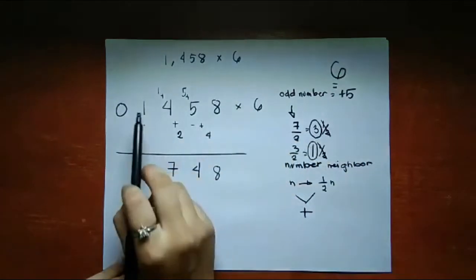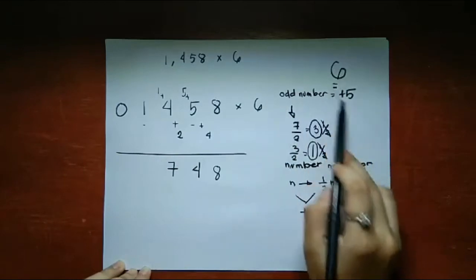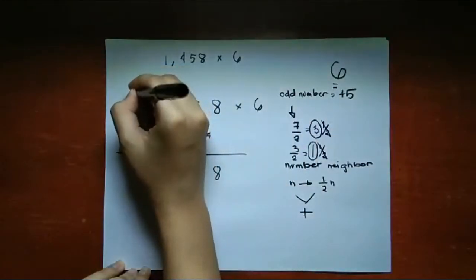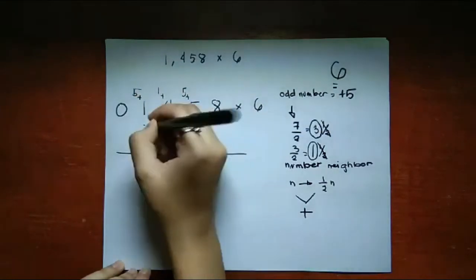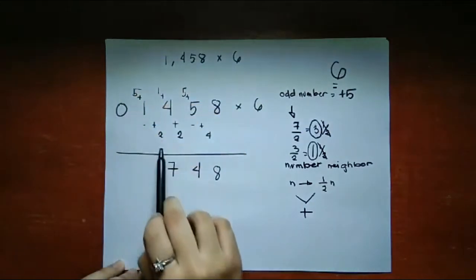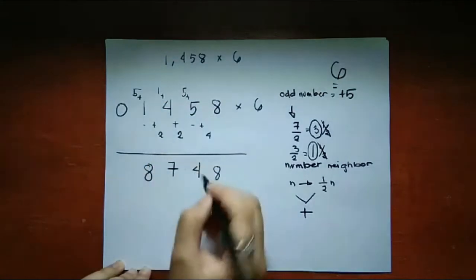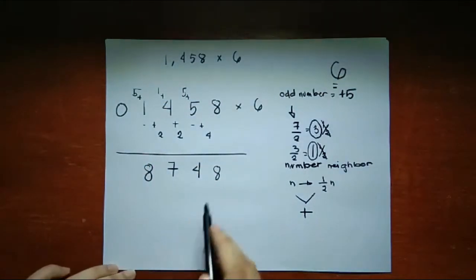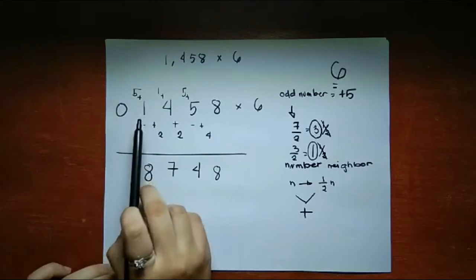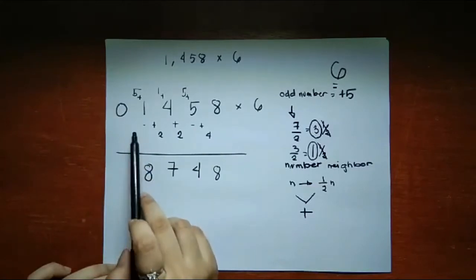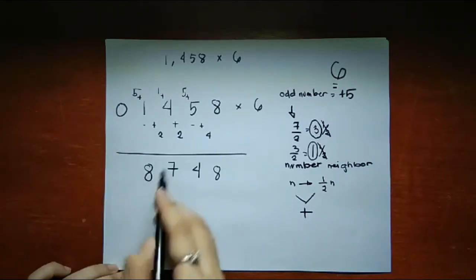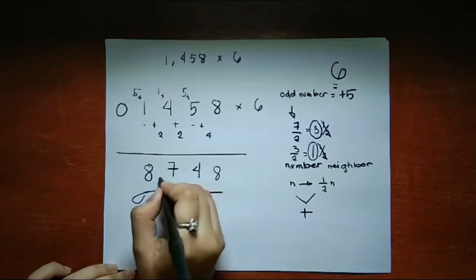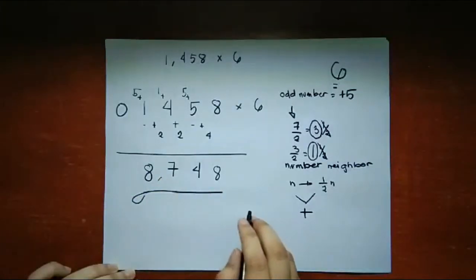Next, we have another odd number here to which we are adding 5 plus the half of its number neighbor. 4 divided by 2 is 2, so 1 plus 5 plus 2 is equals to 8. We still have the placeholder 0 here, and we gotta add a half of its number neighbor. What is the half of 1? It's 1/2, and if we round it down, we get 0, so 0 plus 0 is equals to 0. We end up with the final answer, 8,748. You can verify it, it's correct.